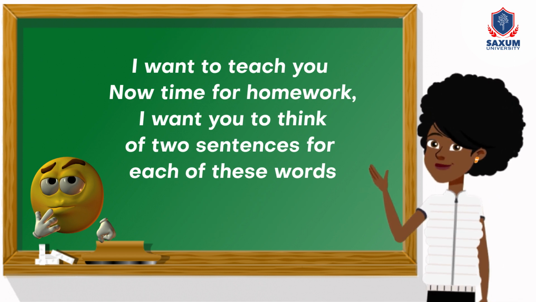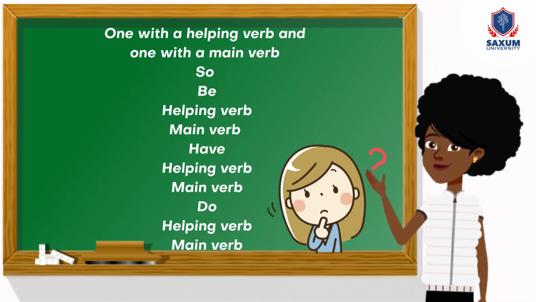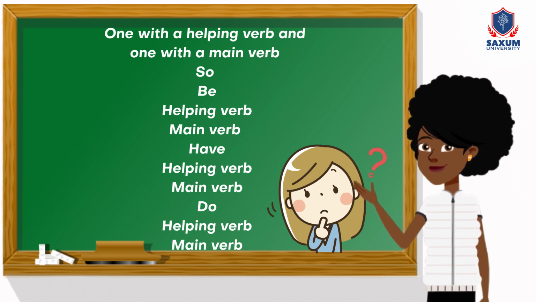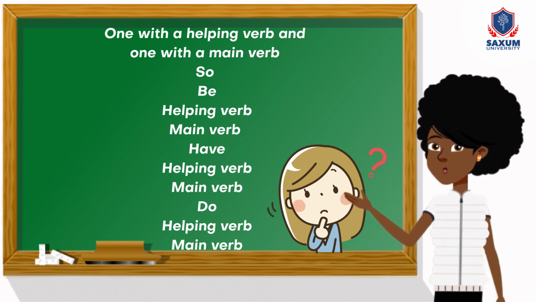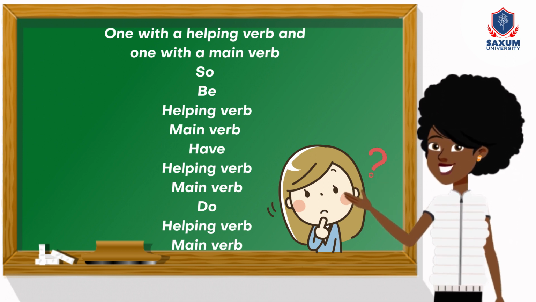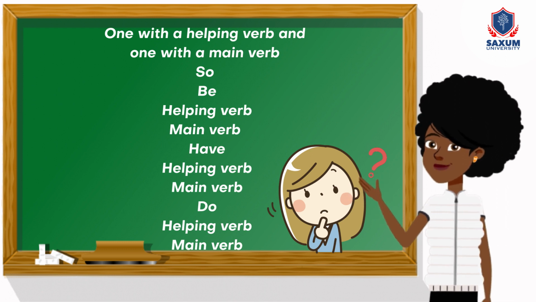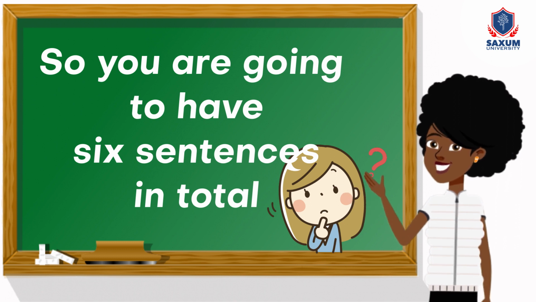Now time for homework. I want you to think of 2 sentences for each of these words. One with a helping verb and one with a main verb. So, be. Helping verb. Main verb. Have. Helping verb. Main verb. Do. Helping verb. Main verb. So you are going to have 6 sentences in total.